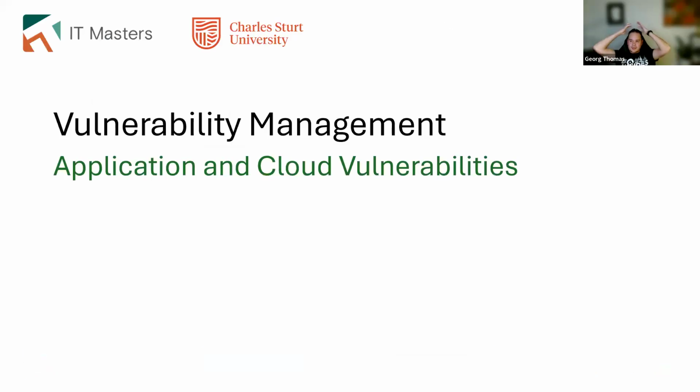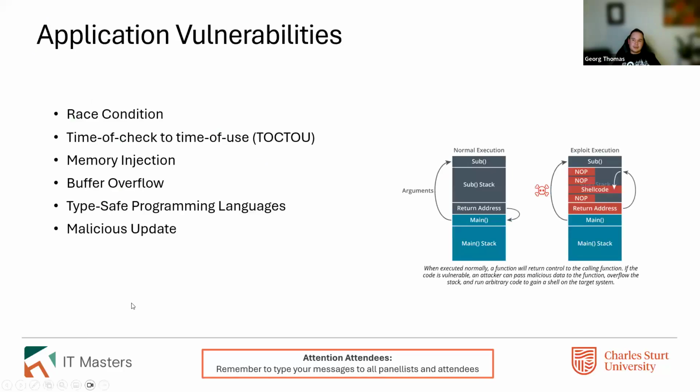So let's look at specific vulnerabilities around application and cloud. Right, so here we have some examples of application vulnerabilities. Got race condition, time of check to time of use, memory injection, buffer overflow, type-safe programming languages. Look, type-safe programming languages, I mean, that's not really a vulnerability, but we'll come to that. And then malicious update. So race conditions. So I won't go through all these in a lot of detail, but be familiar with these and what they are.